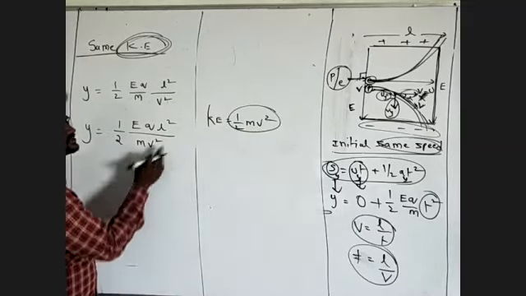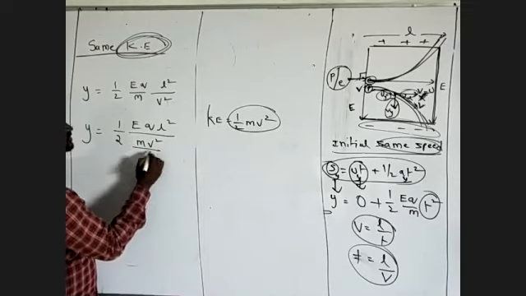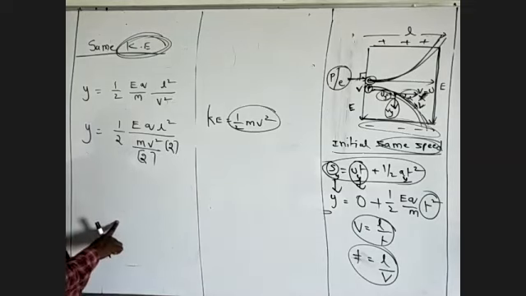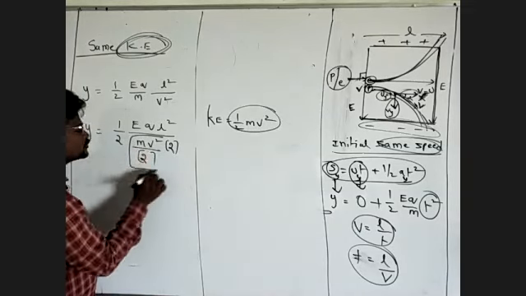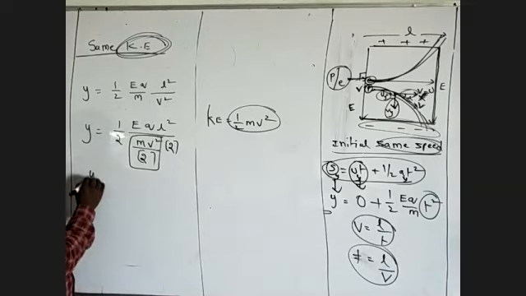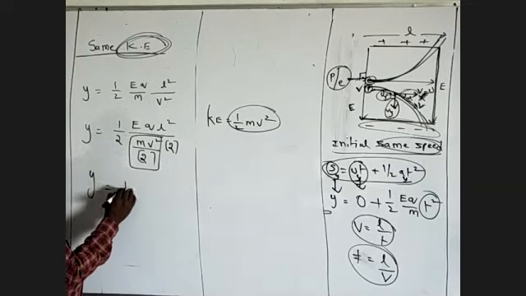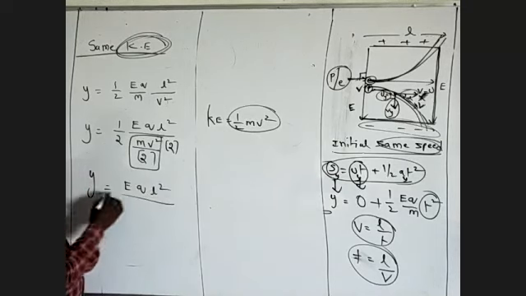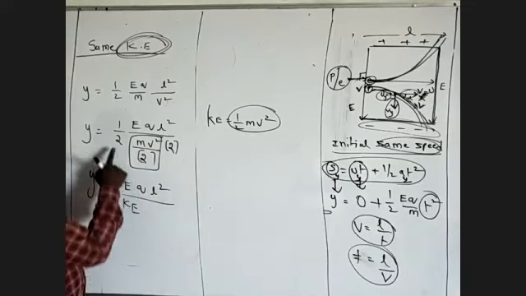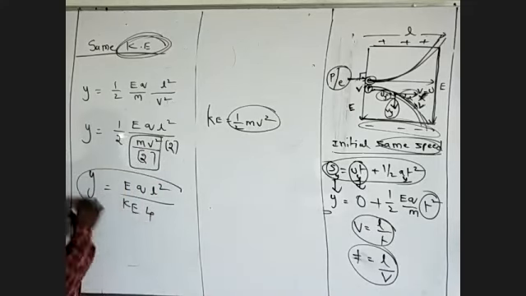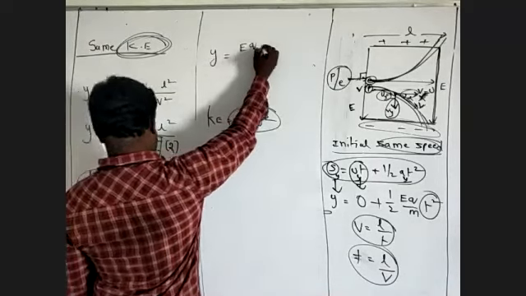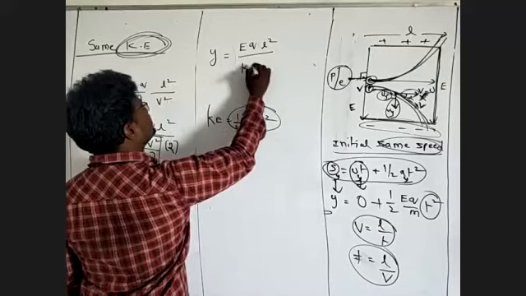We know m v squared, but there is no half, so I'm taking 1 by 2 into 2. Now 1 by 2, I am going to write half m v squared means kinetic energy, 2 into 2 is 4. So y is equal to eE L squared by, half m v squared means kinetic energy, 2 into 2 is 4. This is our equation: y is equal to eE L squared by 4 times kinetic energy.